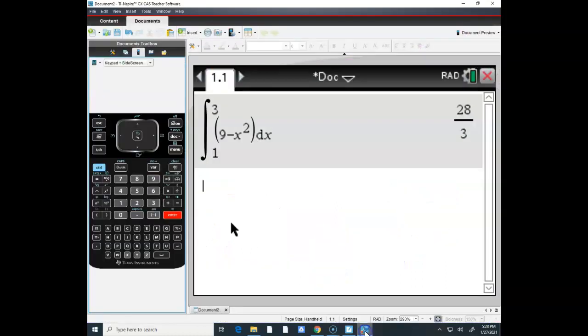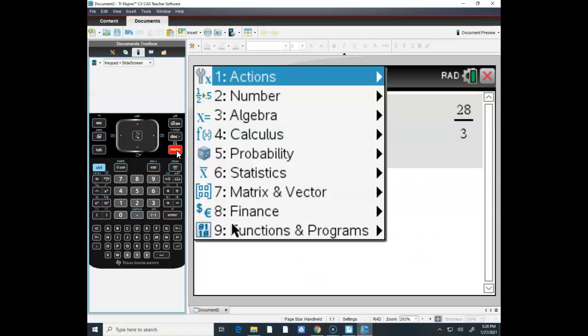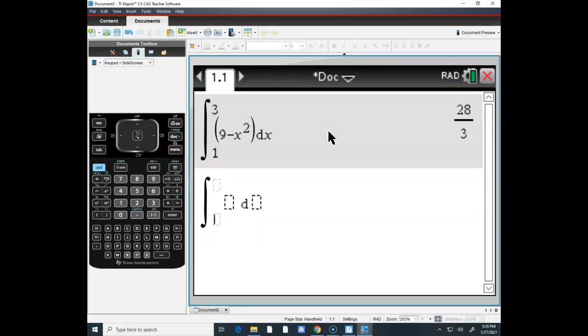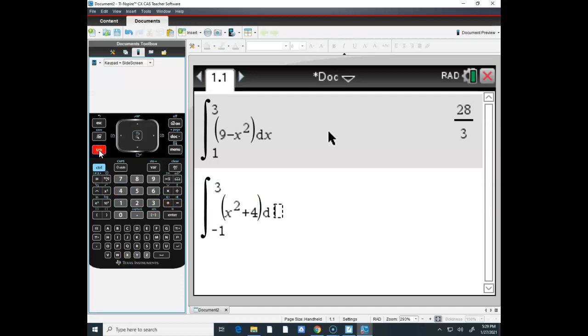So let's come back here, and I'm just going to show you another way to do this. You can press menu if you don't want to use your template. Calculus, then integral, and it gives me those in there. I put my A value in, which is technically my lower limit, tab, then my upper limit, which is my B value, tab. I type in my function, x squared plus 4. It intuitively tells me when it needs parentheses around my independent variable x, and I hit enter, and I get 76/3. Well, isn't that nice?